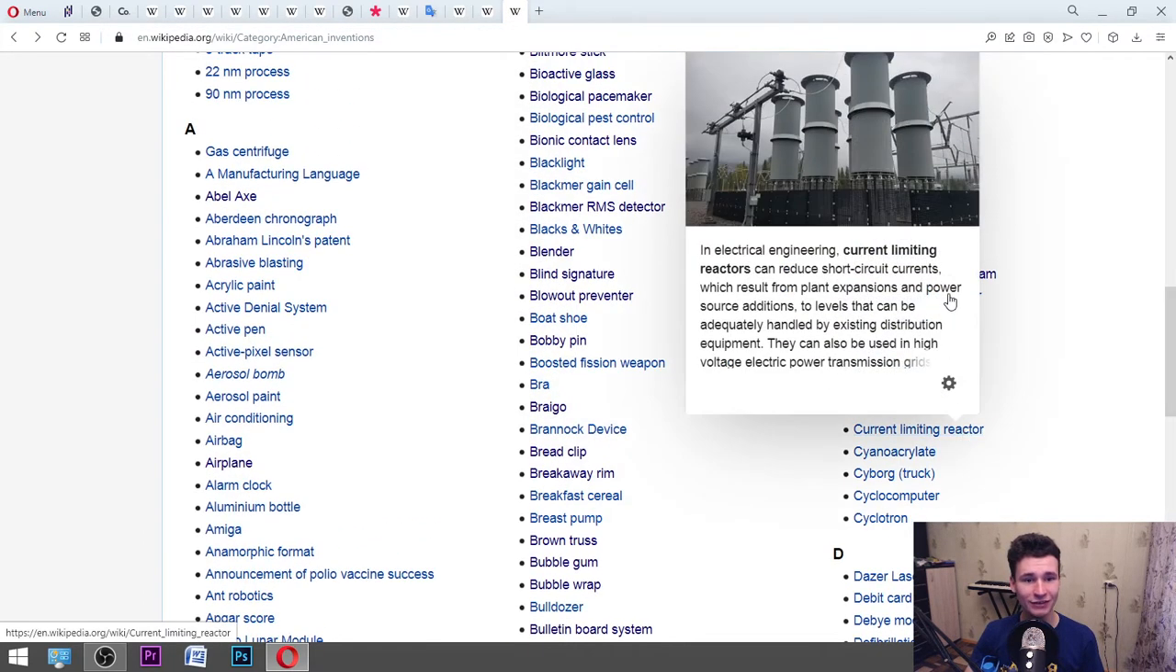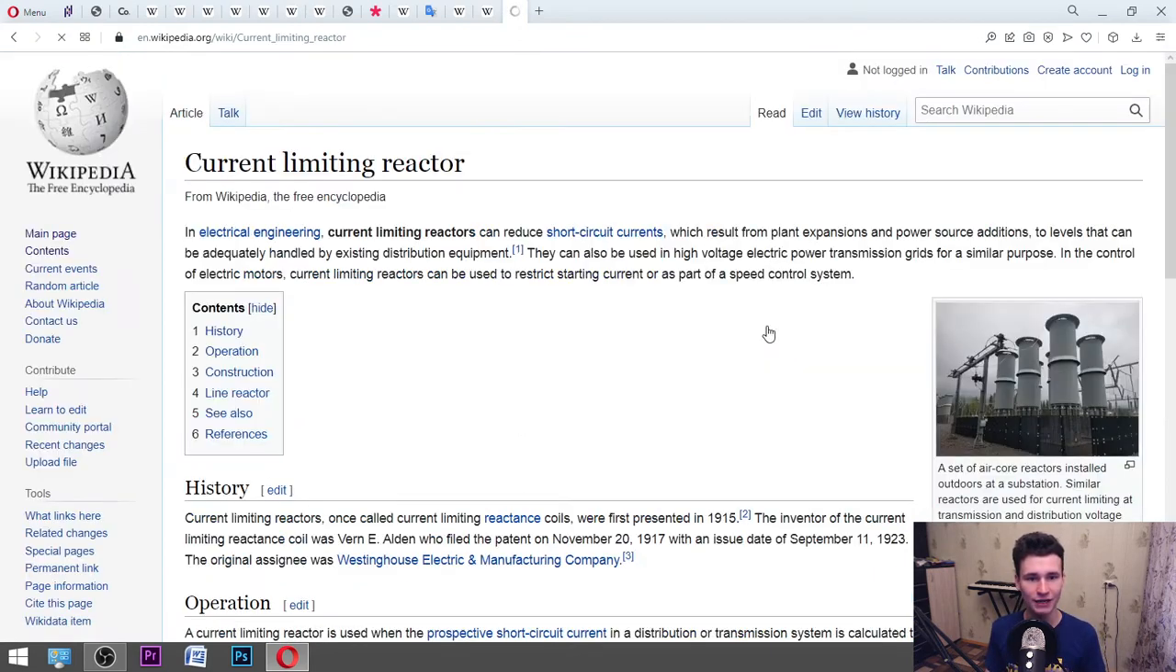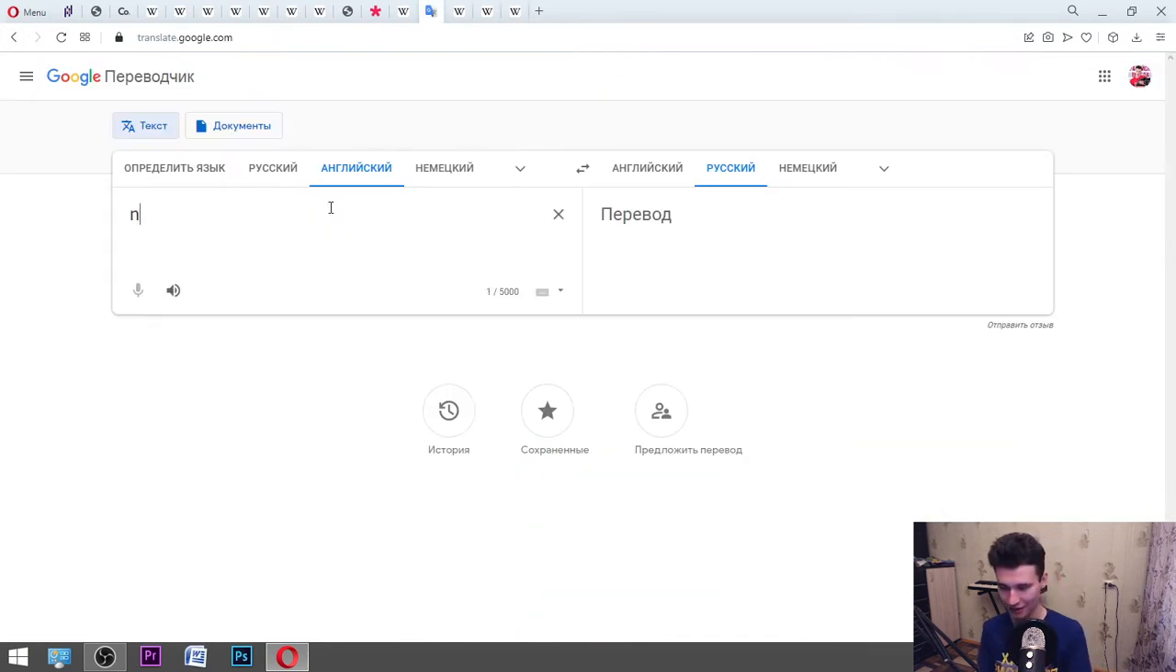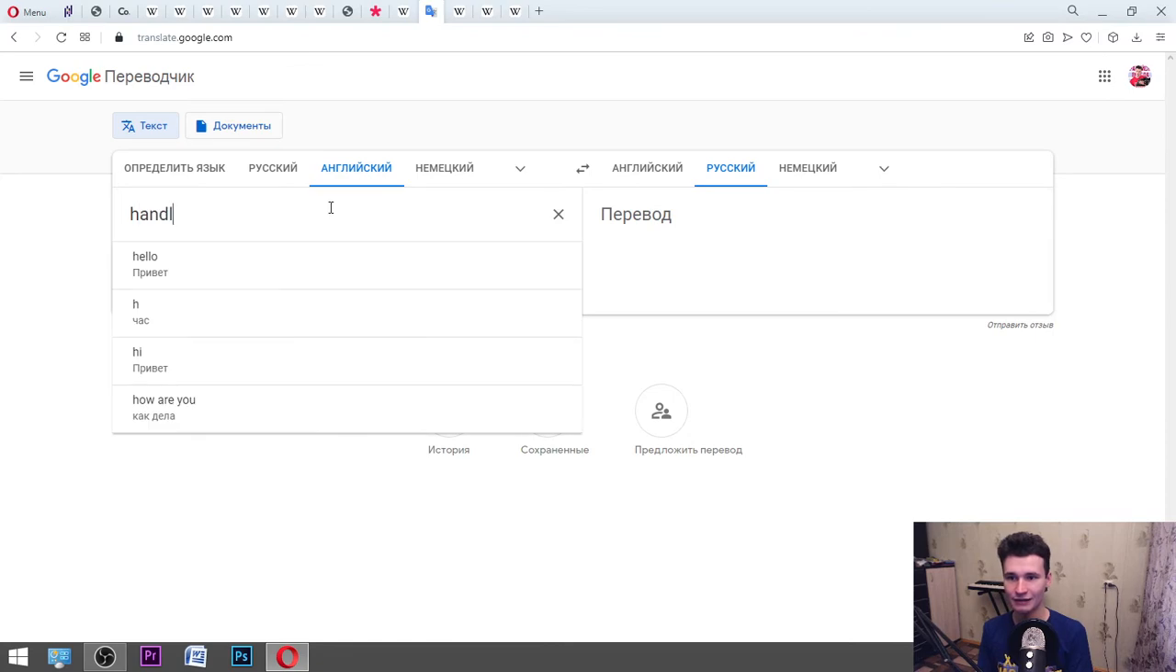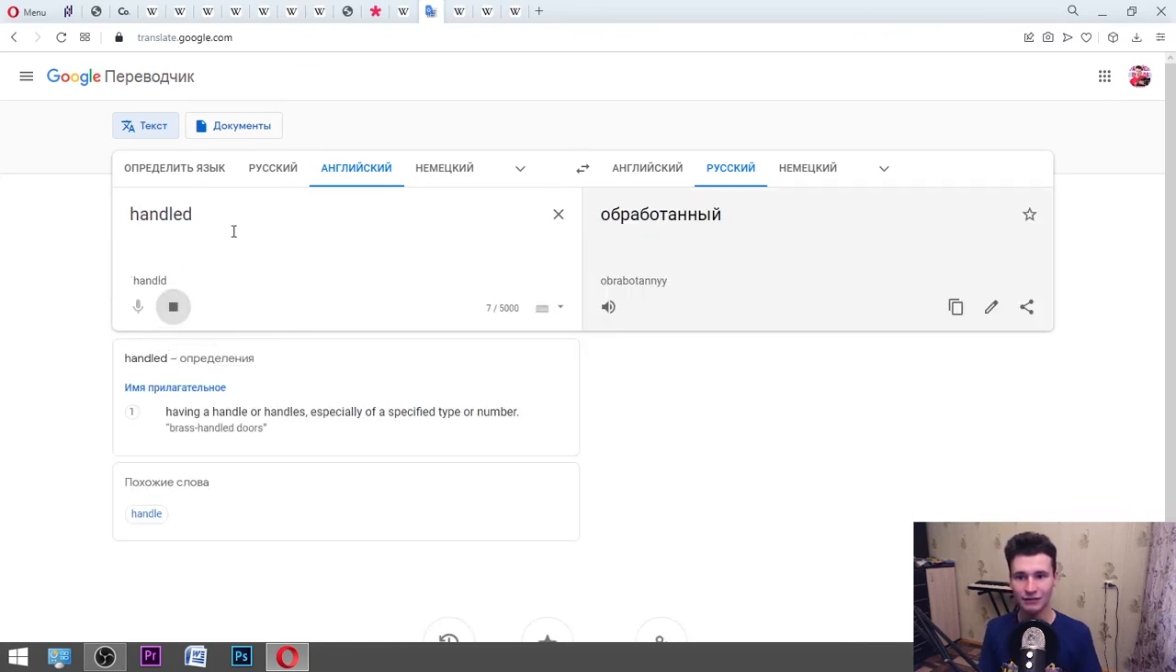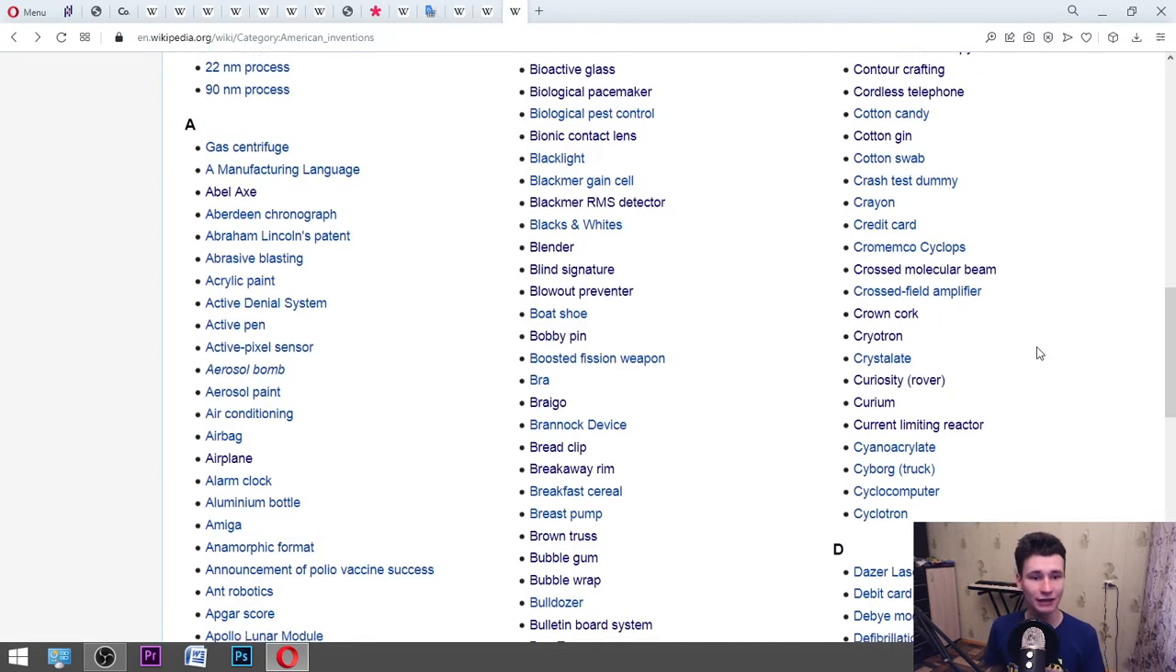Okay, and so we have current limiting reactor. In electrical engineering, current limiting reactors can reduce short circuit currents which result from plant expansions and power source additions to a level that can be adequately handled by existing distribution equipment. Okay, this is the correct one.